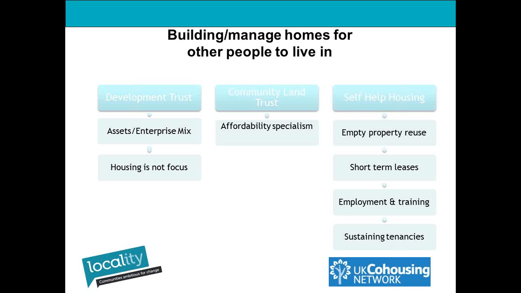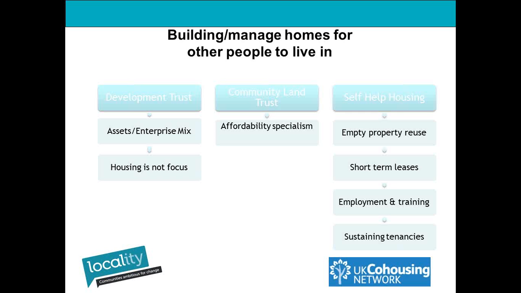So if that's part of your thinking, you will find projects very much like that in the development trust movement. Community land trusts are very, very similar, and increasingly you get housing amongst other assets, but they do have a particular specialism around affordability in rural areas. There are urban community land trusts, but if you're looking to create affordable housing in a rural area and you're looking at all the tools and mechanisms and how a community can do that, you'll find lots of help and support there. Self-help housing, it's an odd term, but it's a coalition of projects that are bringing empty property back into use.